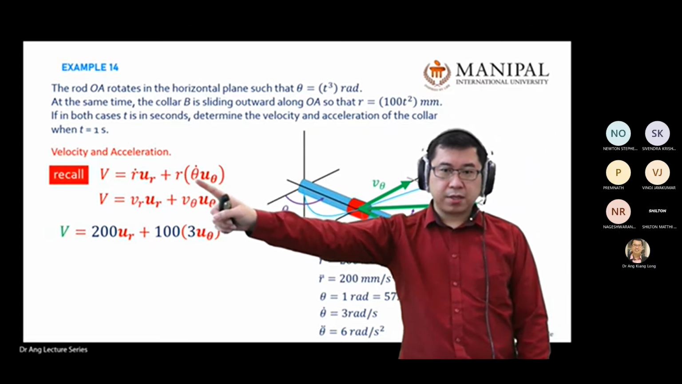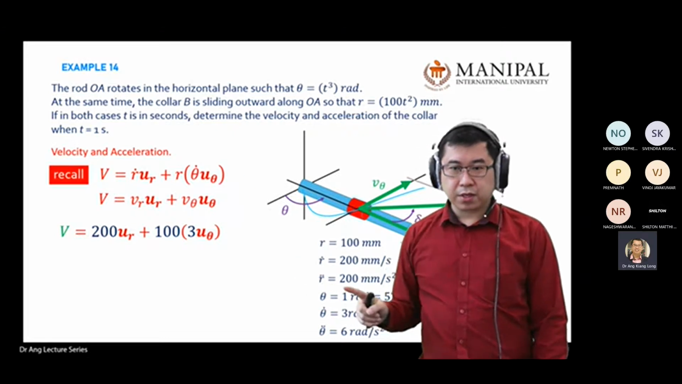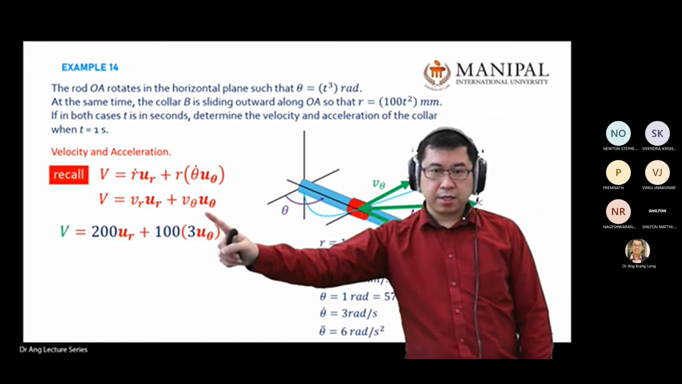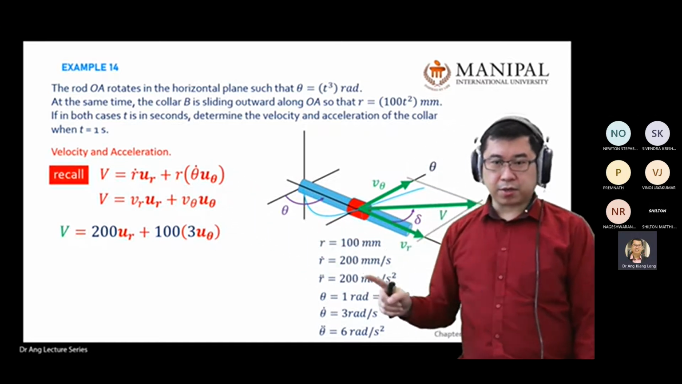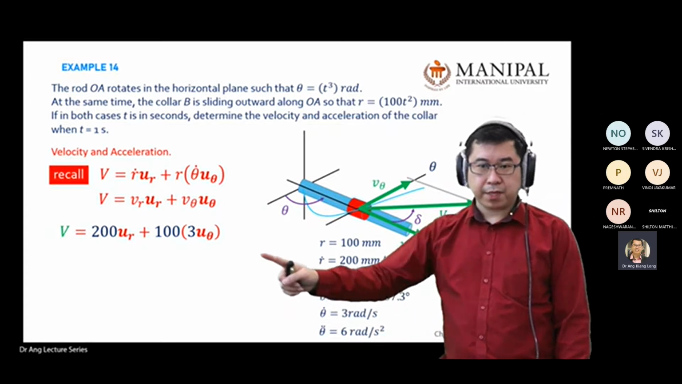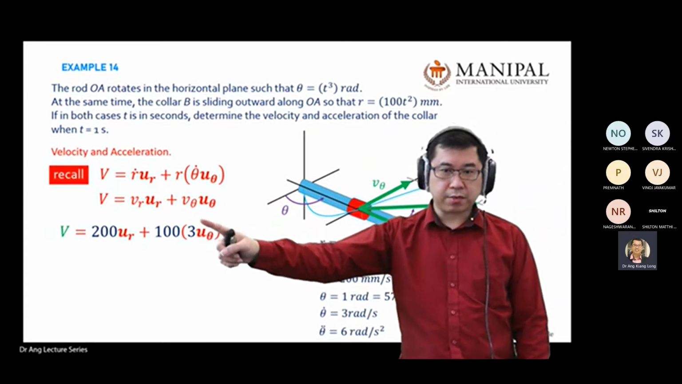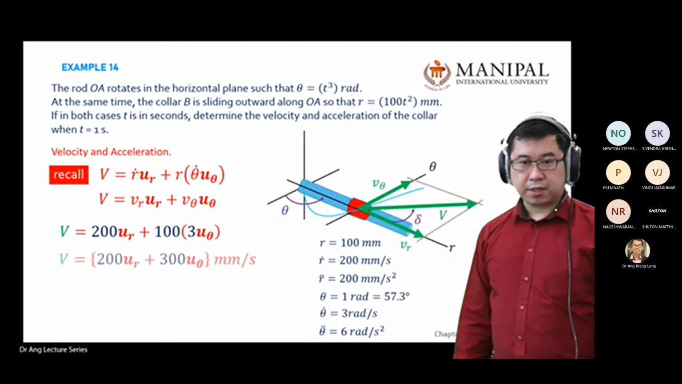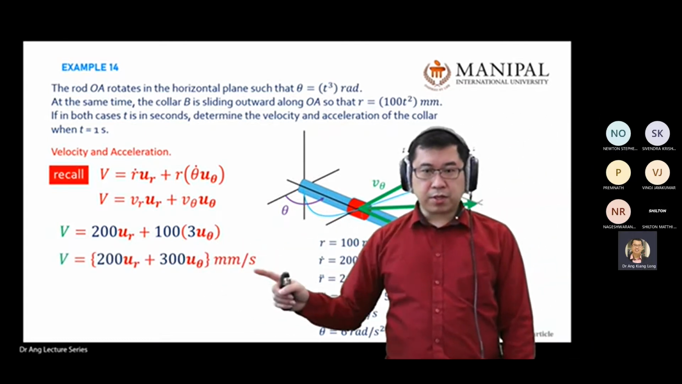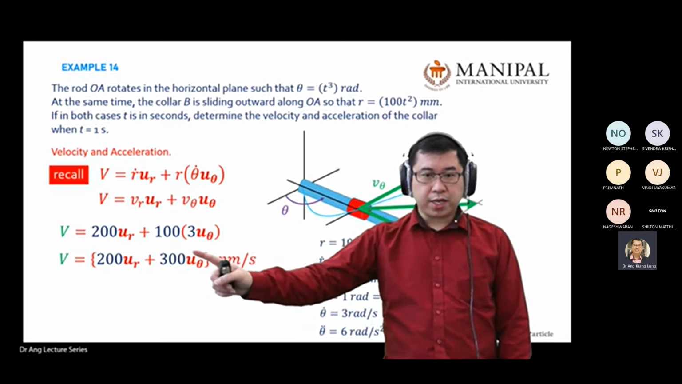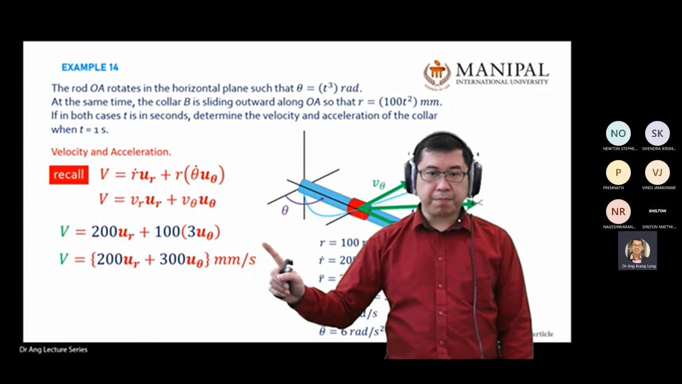R theta dot. So your R is 100 at 1 second. What is your theta dot? You already calculated 3 radian per second at that particular time. So 3 here, 100 times 3. This is the vector direction. So the answer for velocity is 200 UR plus 300 U theta mm per second.